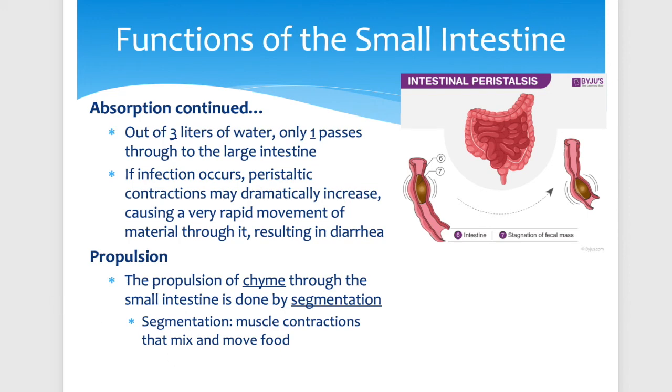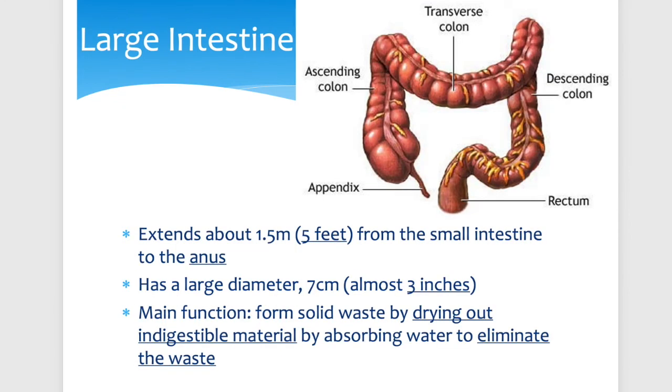Finally, we have the large intestine. It's about 5 feet in length, and it extends from the small intestine, which would join it right here, to the anus at the very end, which is how your waste would leave your body. The main function of the large intestine is to form solid waste by drying out, so absorbing water from the material that's left that you're unable to digest from the food that you've eaten, and then to help get rid of that waste.